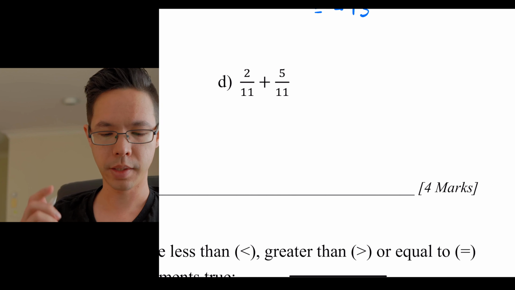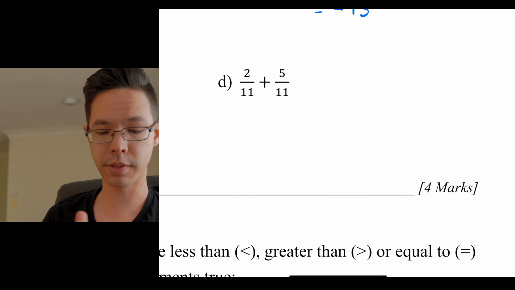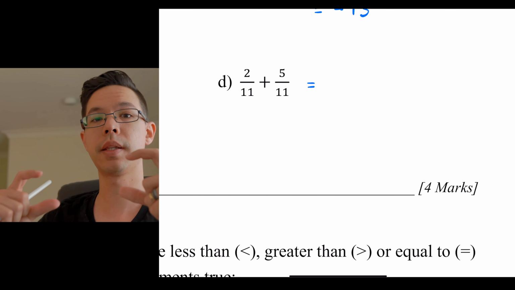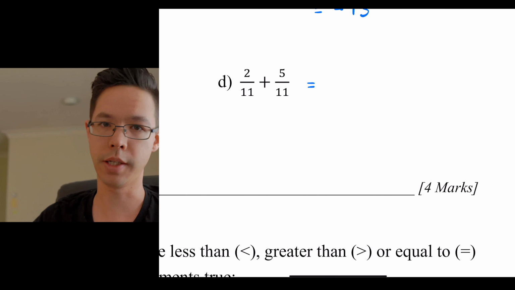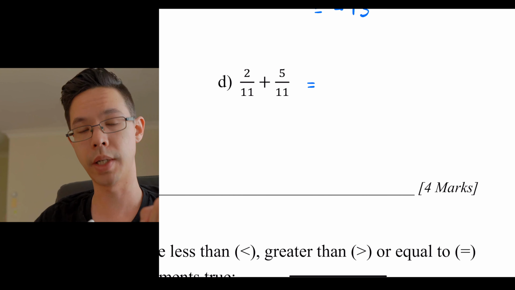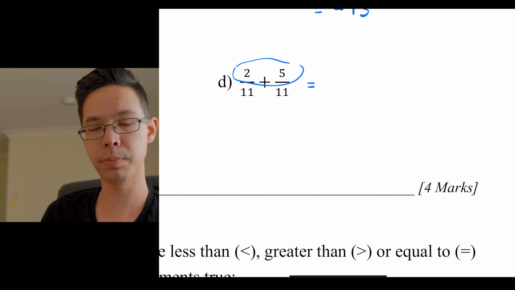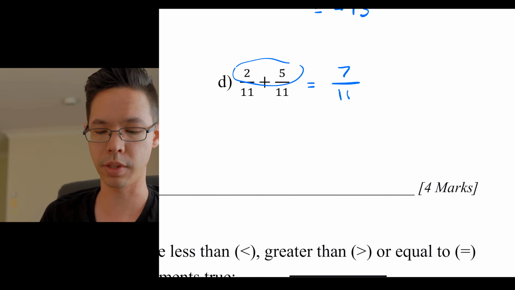Okay. D, 2 elevenths plus 5 elevenths. Okay, this one's easy. To add fractions together, you must make sure that the denominators are identical, otherwise you can't do it. In this occasion here, it is already identical, so all we have to worry about is adding the numerators together. So 2 plus 5 gives me 7, therefore the answer is 7 elevenths.